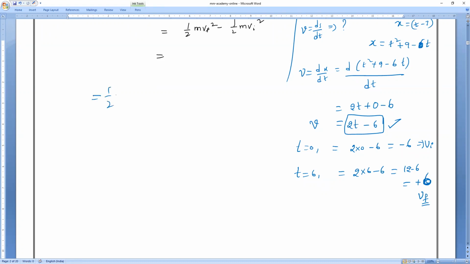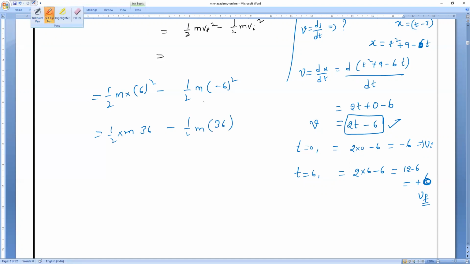You substitute: half into m into final velocity, 6 square, minus half into m into initial velocity, 6 square. So half m into 36 minus half m into 36, since minus 6 square means plus 36. Am I right? Don't think that minus and minus will become plus. Both are getting cancelled, giving 0.